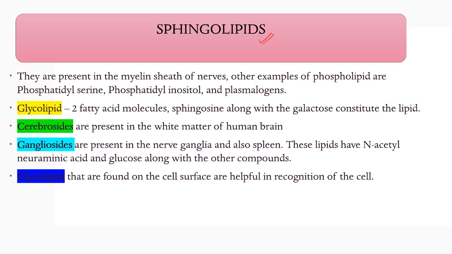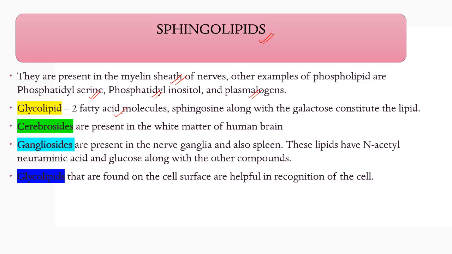Sphingolipids are present in the myelin sheath of nerves. Other examples of phospholipid are phosphatidylserine, phosphatidylinositol, and plasmalogens.